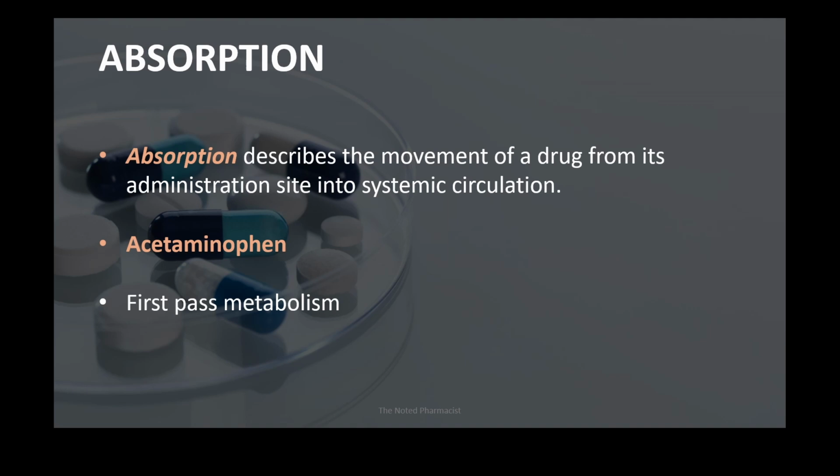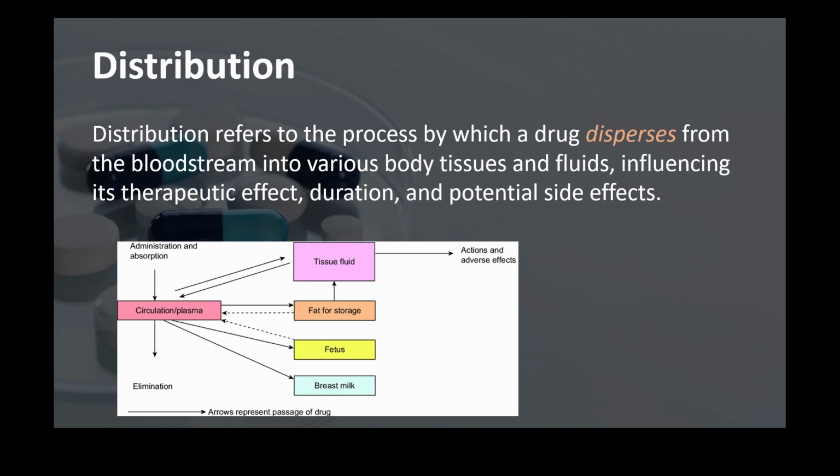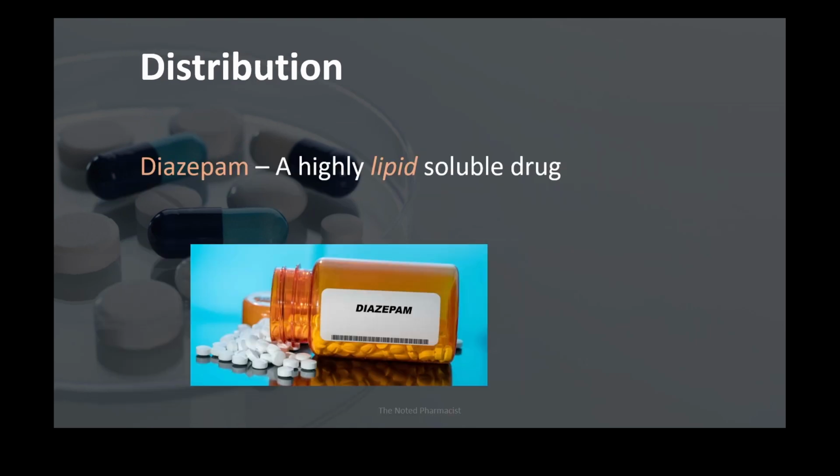Once absorbed, drugs are distributed throughout the body. Distribution refers to the process by which a drug disperses from the bloodstream into various body tissues and fluids, influencing its therapeutic effect, duration, and potential side effects. Factors like lipid solubility and protein binding play a role here. Diazepam, a lipid-soluble benzodiazepine, easily crosses the blood-brain barrier, enhancing its sedative effect.